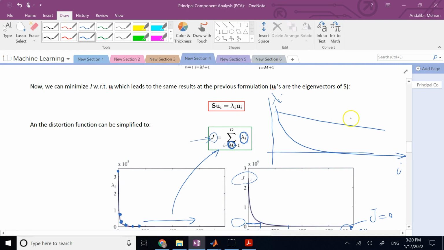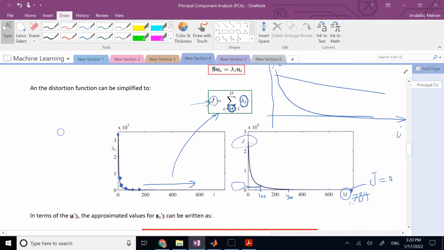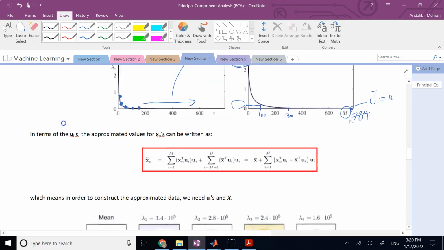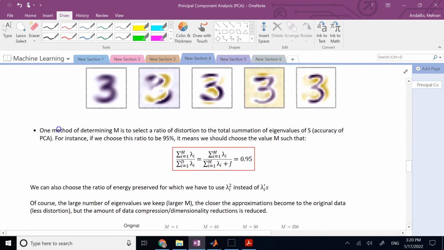Here, fine, I found what the U's are. How many U's should I really choose? That's the big question. What is a good number for M? As I told you, either you can tolerate so much of J, but many times understanding J and understanding the error in J is not the easiest thing in the world. So another way that you can do it is a ratio. Let me talk about the ratio right now.